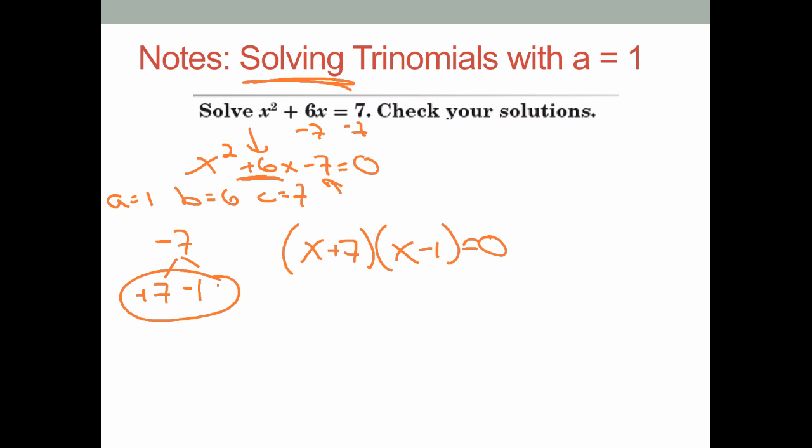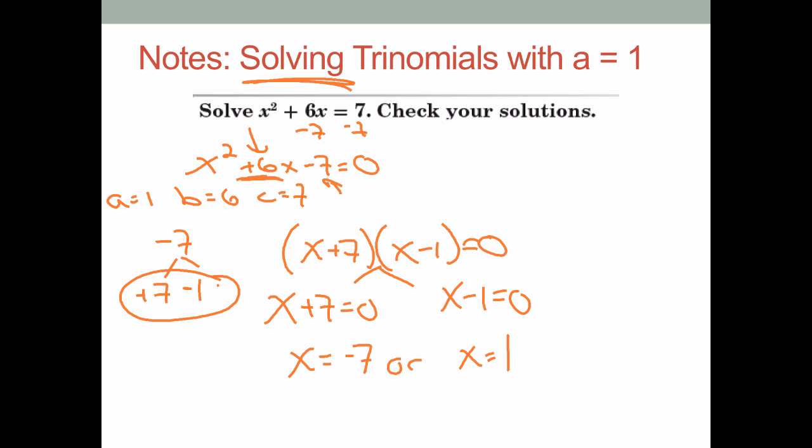these two expressions. Now, the trick is it equals 0, so I need to know what x is. So like before, I would use the zero product property to split it, and I can say x would be negative 7, or x would be 1. Remember, I'm always going to have two results.